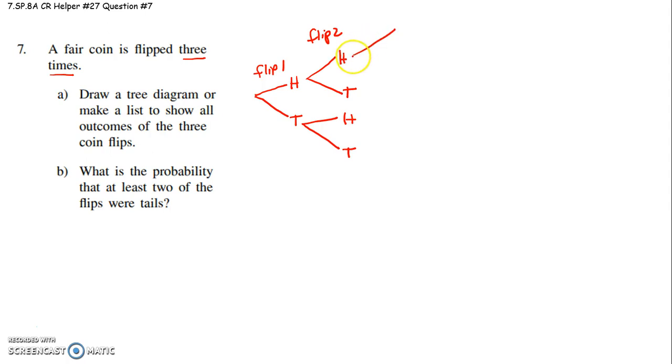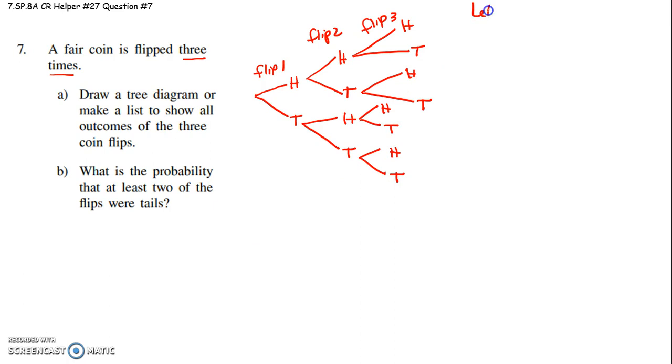Now we're going to do a third flip. So I'm going to call this flip three. You got a head on the first flip, a head on the second flip. You could get a head on the third flip or a tail on the third flip. This represents a head on the first flip, a tail on the second flip. Third flip, you can get heads or tails. Right here, tail on the first flip, head on the second flip. Third flip, you can get heads or tails. Tail on the first flip, tail on the second flip. Third flip, you can get heads or tails.